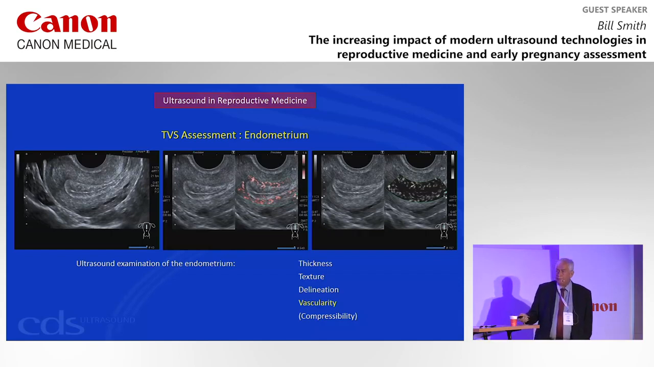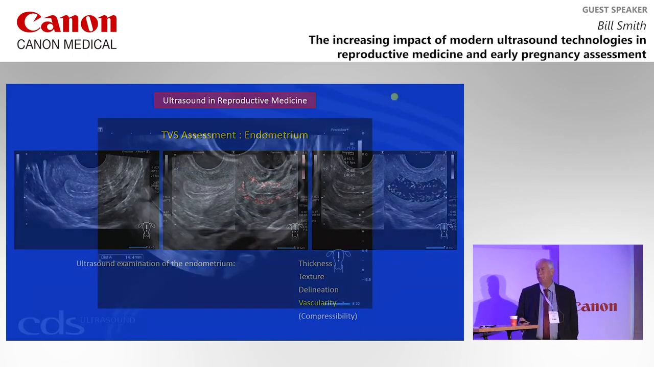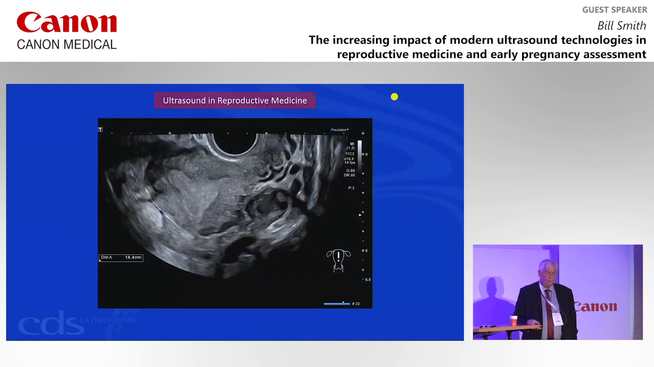And when we assess it, we look at thickness, texture, the delineation between the endometrium and myometrium. This is an area where elastography becomes of interest, but we wouldn't call that a routine element of our imaging. And vascularity is very, very important. So that's how we approach looking at the endometrium. That's what we want in terms of looking at endometrium from a grayscale point of view, also from a vascular point of view as well.